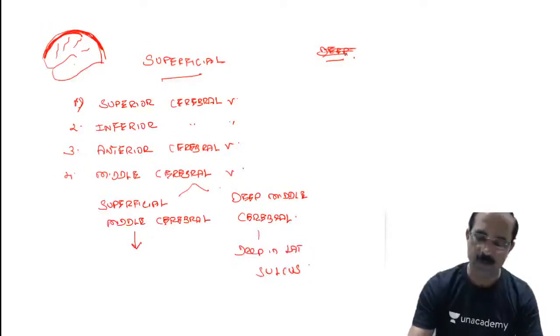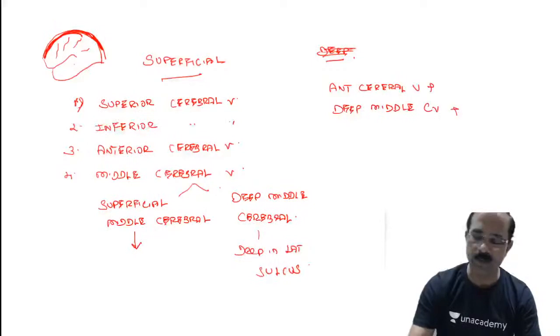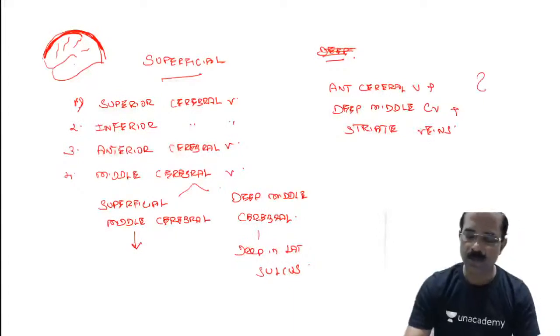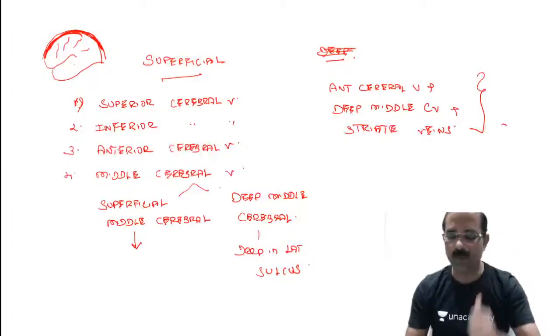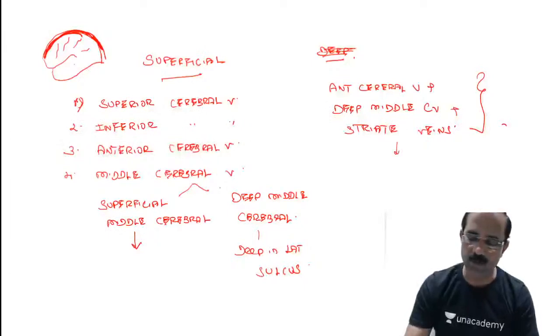Now understand this, this is a very important MCQ. Anterior cerebral vein plus the deep middle cerebral vein plus the striate veins. So the anterior cerebral vein, the deep middle cerebral vein and the striate vein together join to form the basal vein.